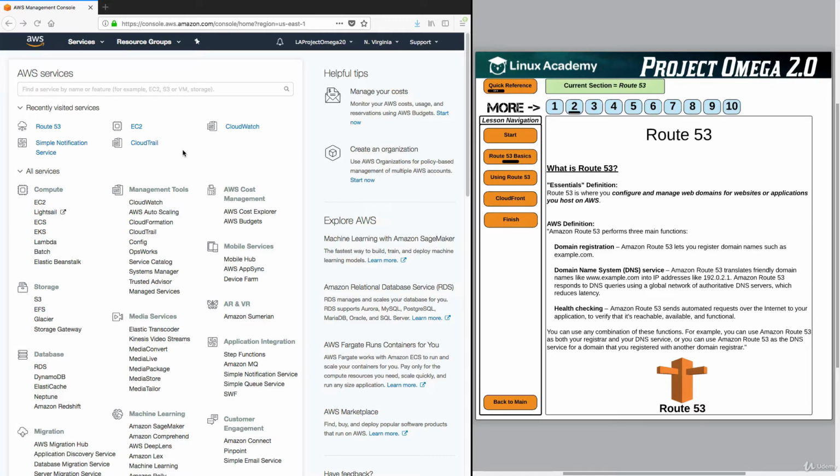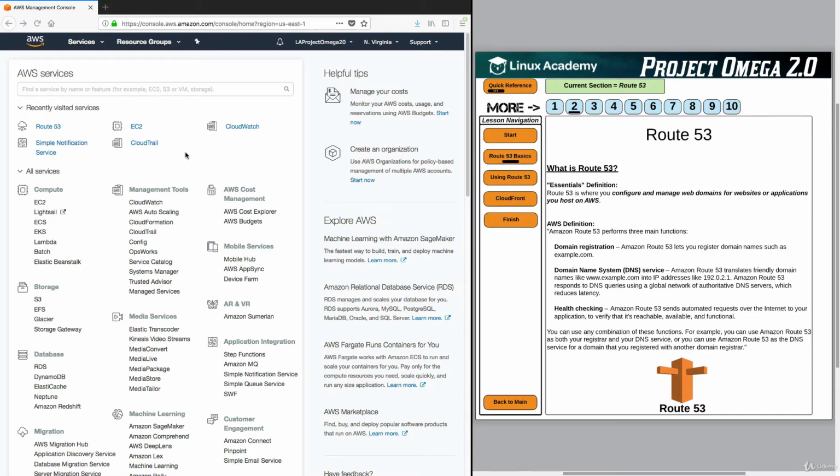So you can use any combination of these functions. For example, you can use Amazon Route 53 as both your registrar and your DNS service. Or you could use Amazon Route 53 as the DNS service for a domain that you registered with another domain registrar. So if we registered the name example.com with a different domain registrar, we could use Route 53 as the DNS service for that domain name. And we're going to talk more about DNS as we continue through this section.